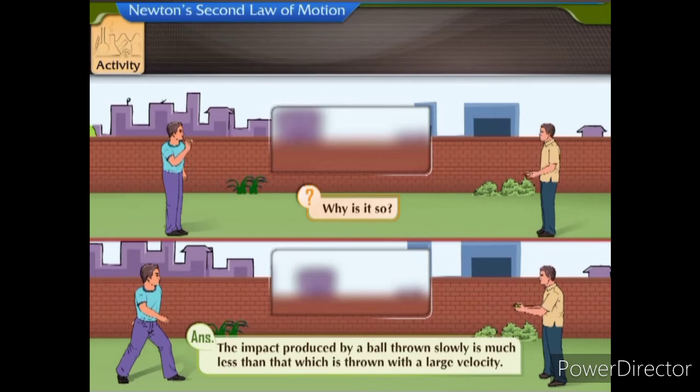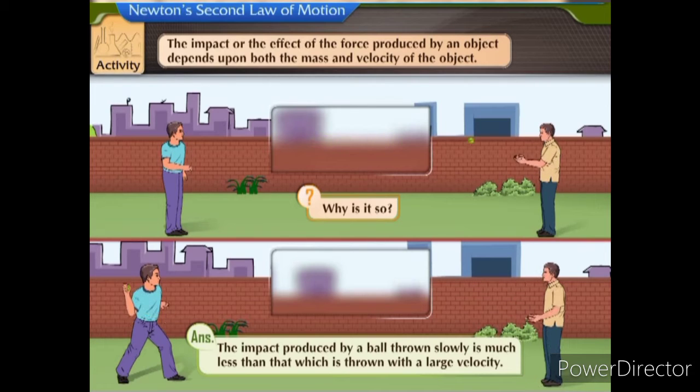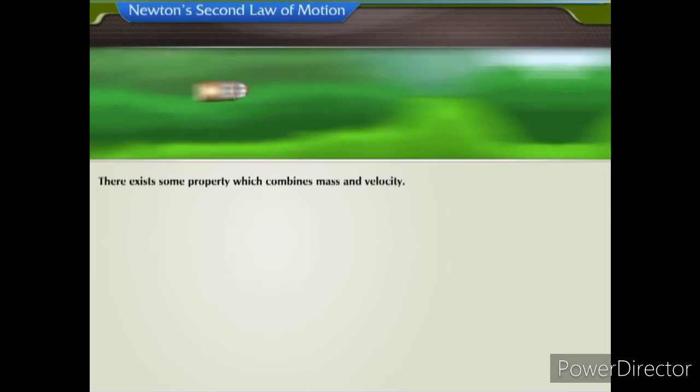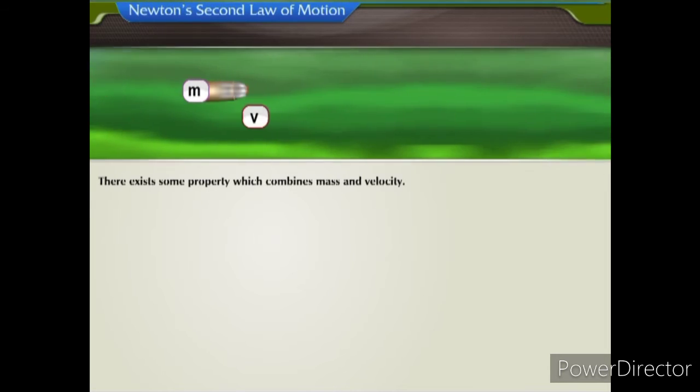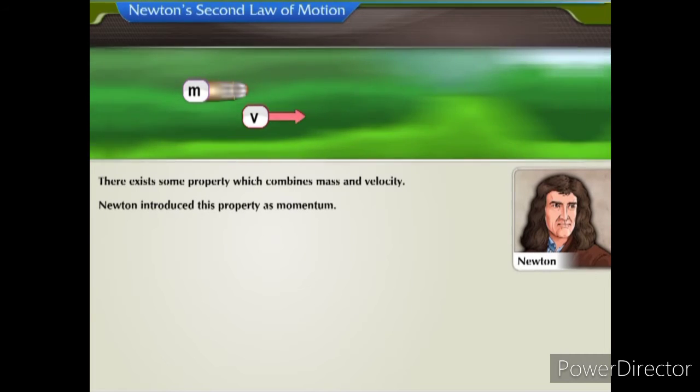The impact produced by a ball thrown slowly is much less than that of a ball thrown with a large velocity. From these observations, we understand that the impact or the effect of the force produced by an object depends upon both the mass and the velocity of the object. This means that there exists some property which combines mass and velocity. Newton introduced this property as momentum.